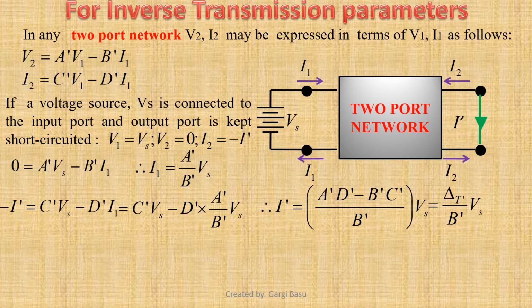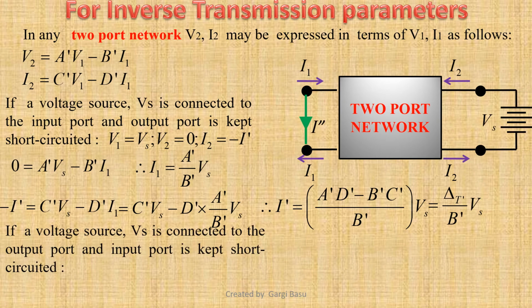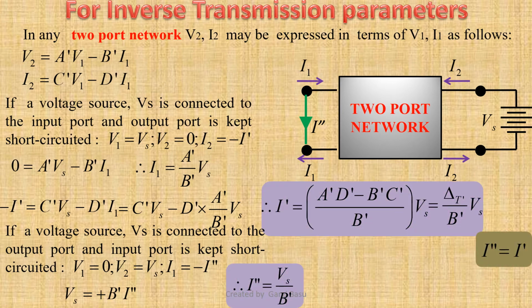Let us now connect the voltage source Vs at the output port and the input port is short circuited. Therefore, V1 equals 0, V2 equals Vs and I1 equals minus I double dash. From the first equation, we get Vs equals B dash I double dash. Therefore, I double dash equals Vs divided by B dash. For a reciprocal network, I double dash must be equal to I dash.